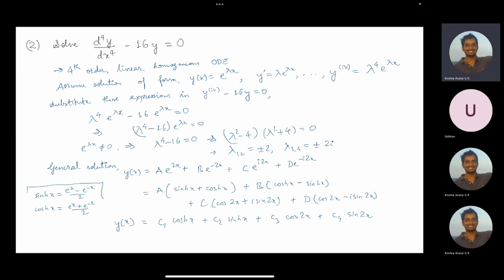Okay, now the general solution of the equation is a e to the power 2x plus b e to the power minus 2x plus c e to the power i 2x plus d e to the power minus i 2x.